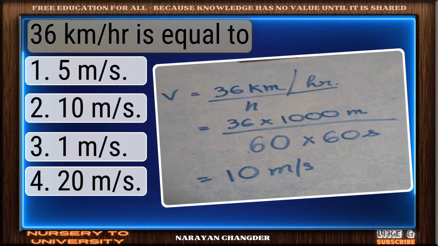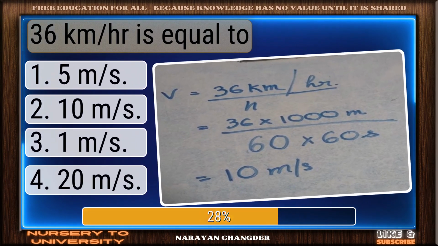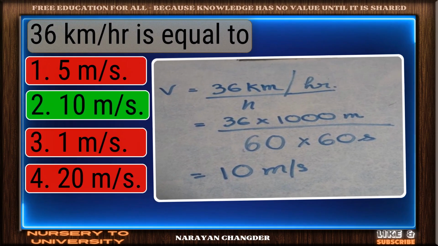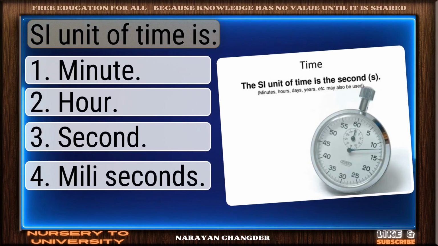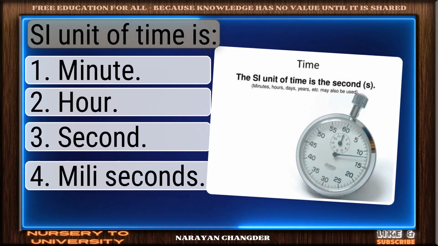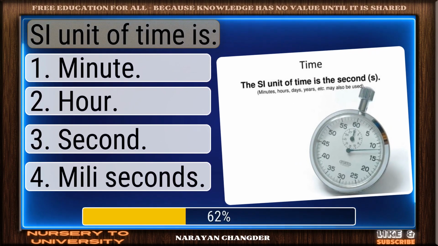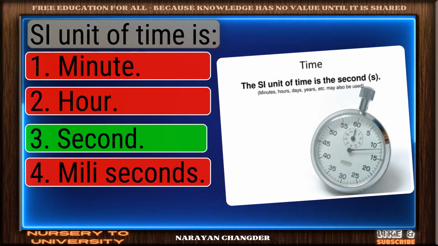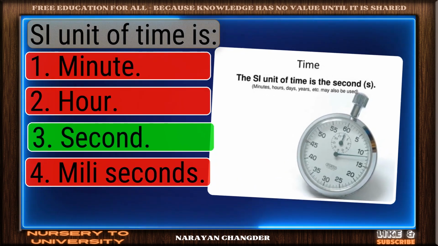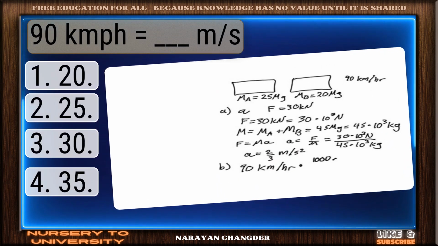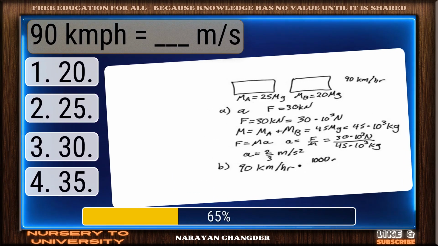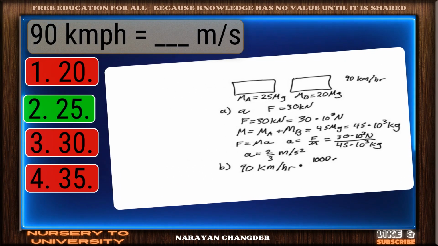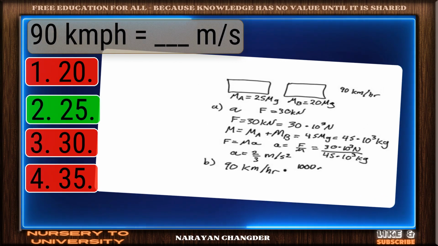Question number 276. 36 quintal is equal to. Perfect. 10 measures is the correct choice. Question number 277. SI unit of time is. Good thinking. Second is the right answer. Question number 278. 90 km/h equal to dash m/s. Excellent. 25 is a brilliant choice.